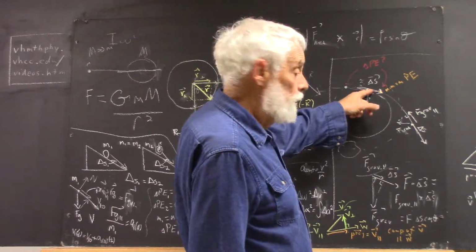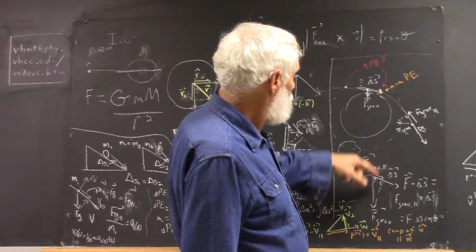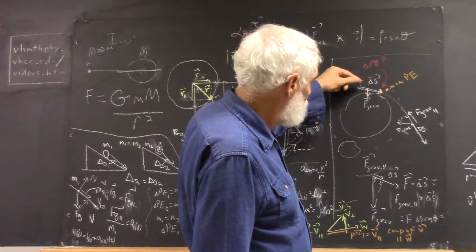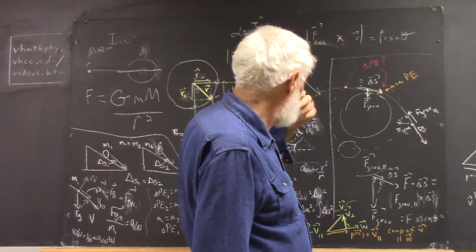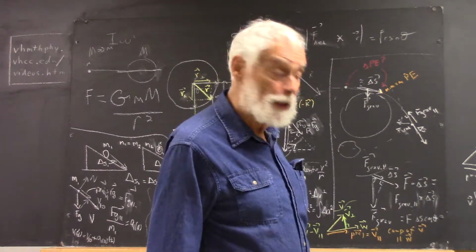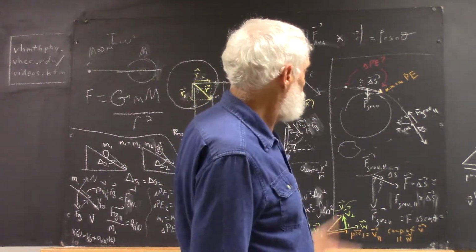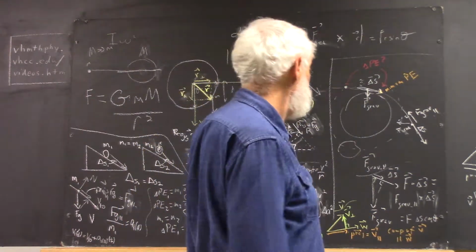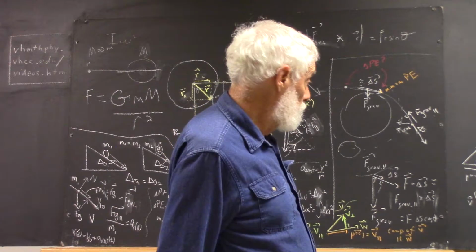So this angle is less than 90 degrees. The F graph parallel component is in the direction of your delta S, and the work done by gravity is positive. Now we ask, okay, show me a point where the work would be negative. And got a real good response there.